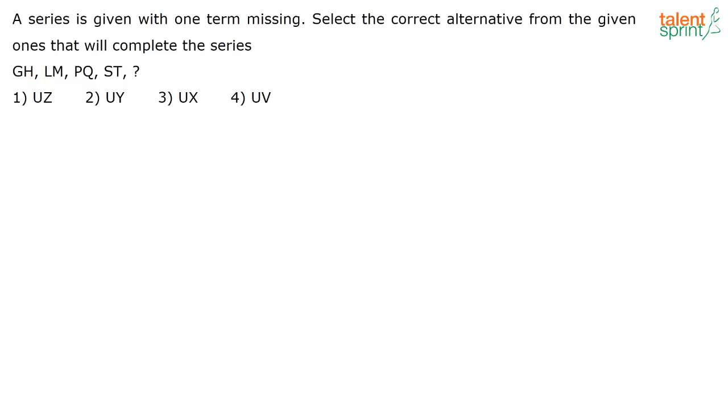The next question is there on your screen. A series is given with one term missing. Select the correct alternative from the given ones that will complete the series. G, H, L, M, P, Q, S, T and question mark.